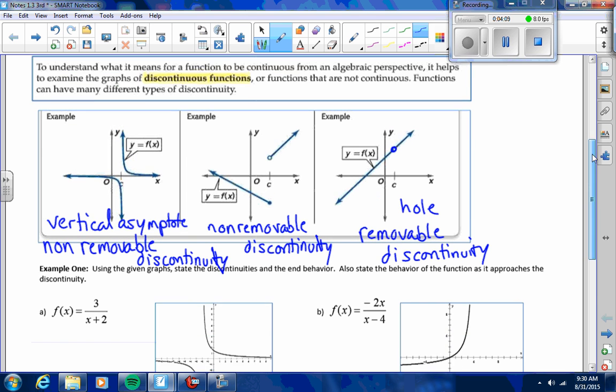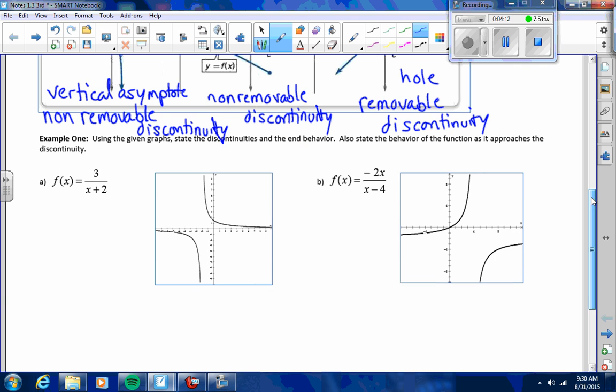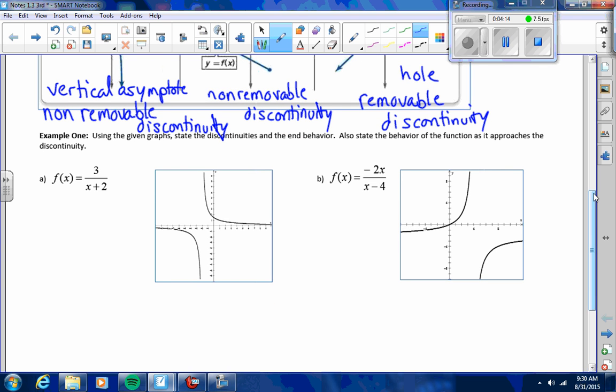Let's look at example 1. And now to continuity, we're going to add in end behavior, which should be a review from Algebra 2. Using the given graphs, state the discontinuities and the end behavior. Also, state the behavior of the function as it approaches the discontinuity. So, here's the function, f of x equals 3 divided by x plus 2, and there's the graph.